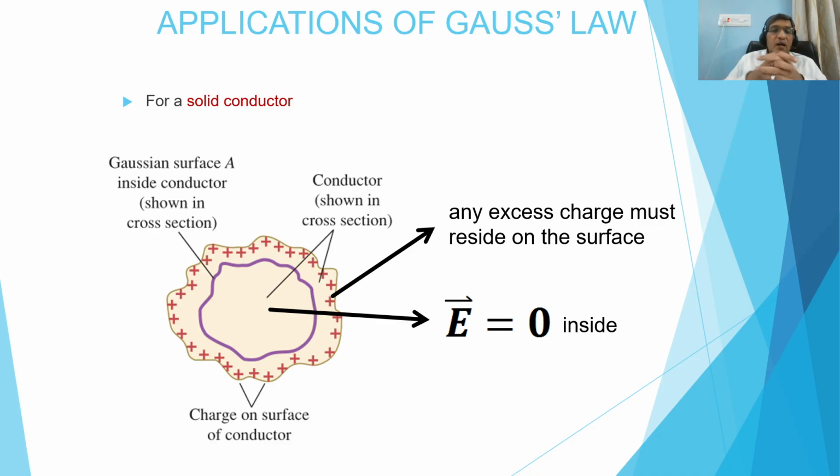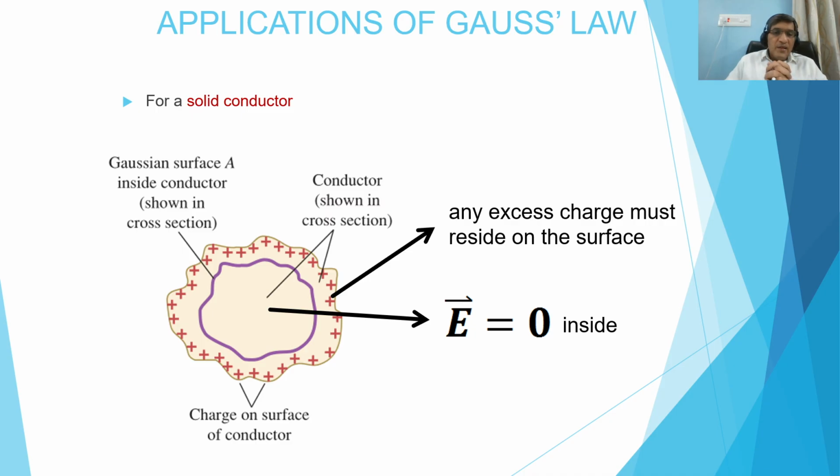So this is basically the application of Gauss's law to a solid conductor. As we all know, the basic property of a conductor is that the electric field is always zero in every condition inside the conductor. The material which follows this property is a conductor. So any material which has zero electric field inside it is called a conductor.